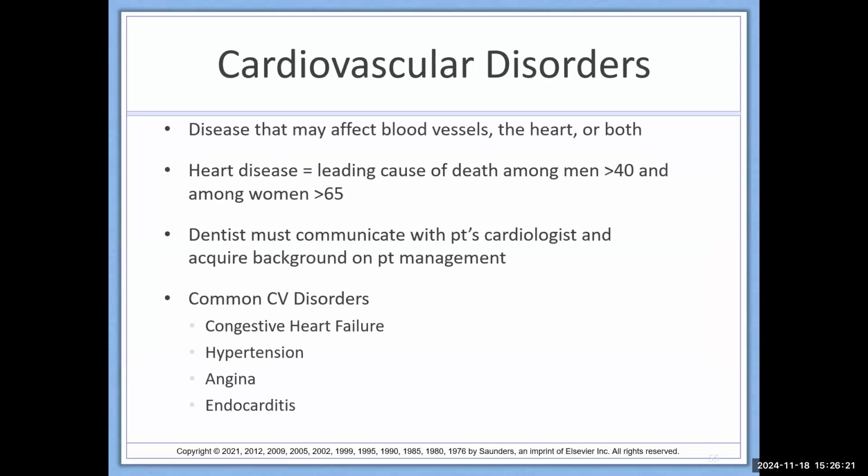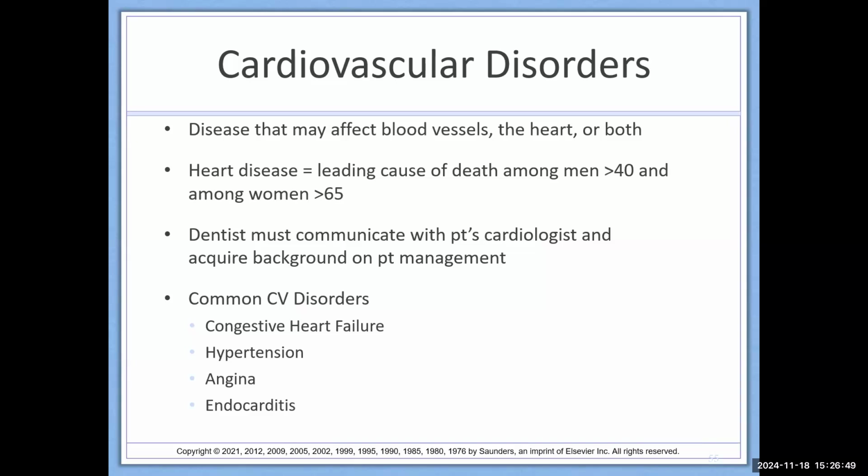Cardiovascular disorders are diseases that may affect blood vessels, the heart, or even both. And heart disease is the leading cause of death among men that are greater than 40, and with women, it's among them greater than 65. And a lot of that plays with usually menopause or hormonal issues. But again, those are typical age ranges. The dentist must communicate with the patient's cardiologist and acquire the background on the patient management. So that's really, really important.